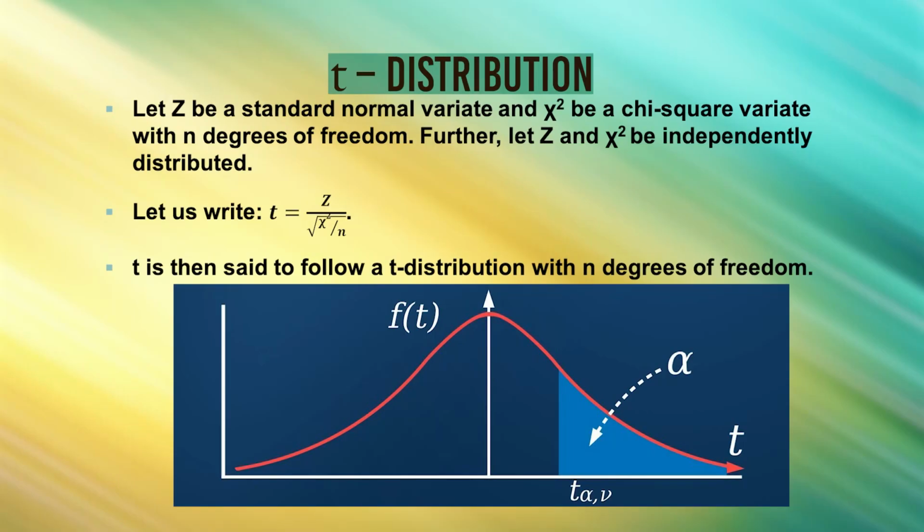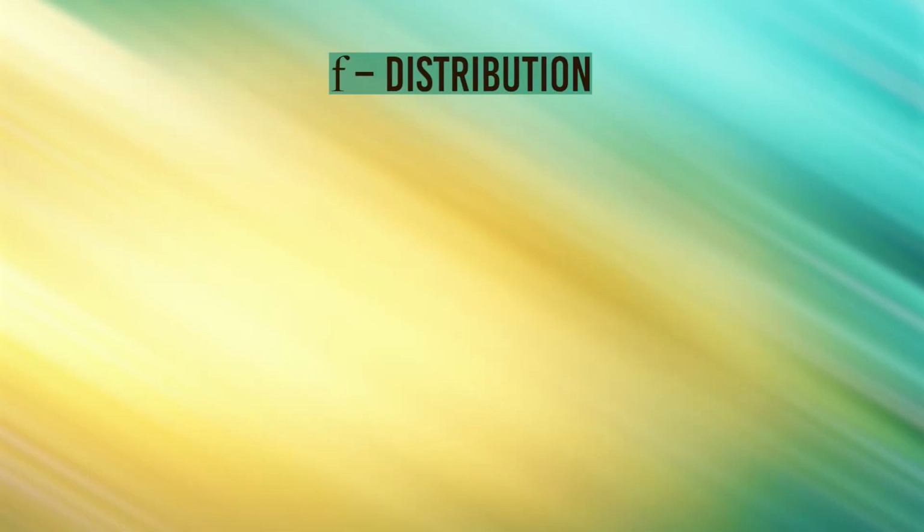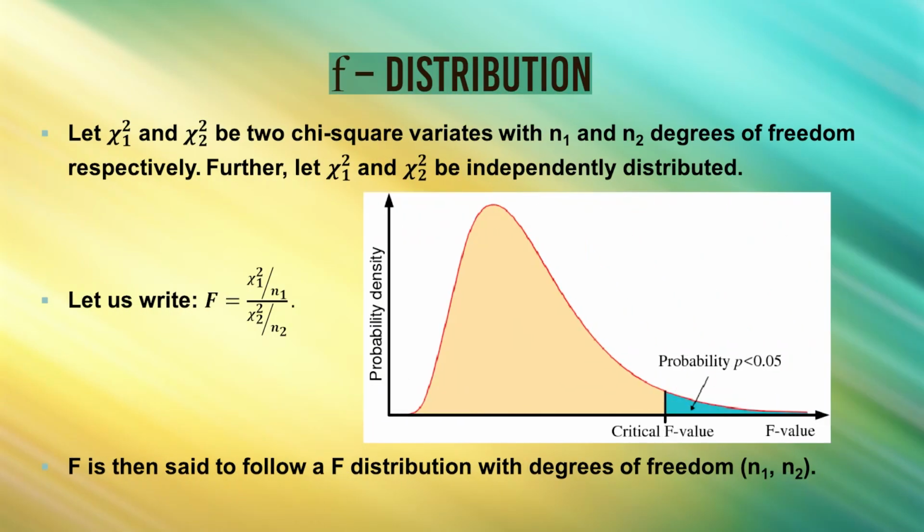Further, suppose z and chi-square are independently distributed. We define, as you can see on your slide, a t statistic as z divided by the square root of chi-square by n. T is then said to follow a t distribution with n degrees of freedom. You can see the curve of a t distribution, which is symmetric in nature and the point of symmetry is 0. Next one, f distribution. We consider two independent chi-square variates, chi1 square and chi2 square. The first one is having n1 degrees of freedom while the second is having n2 degrees of freedom.